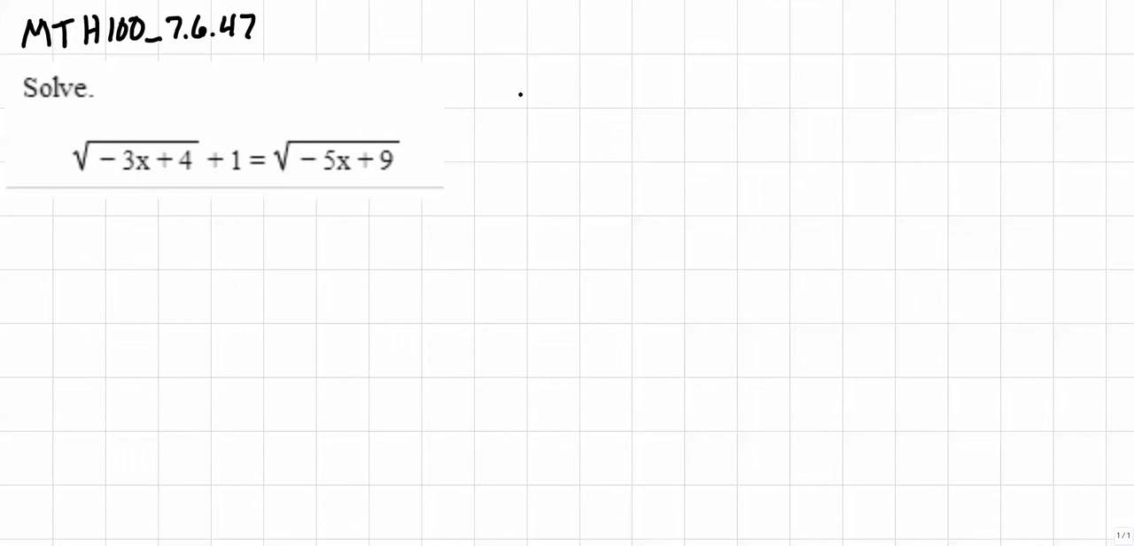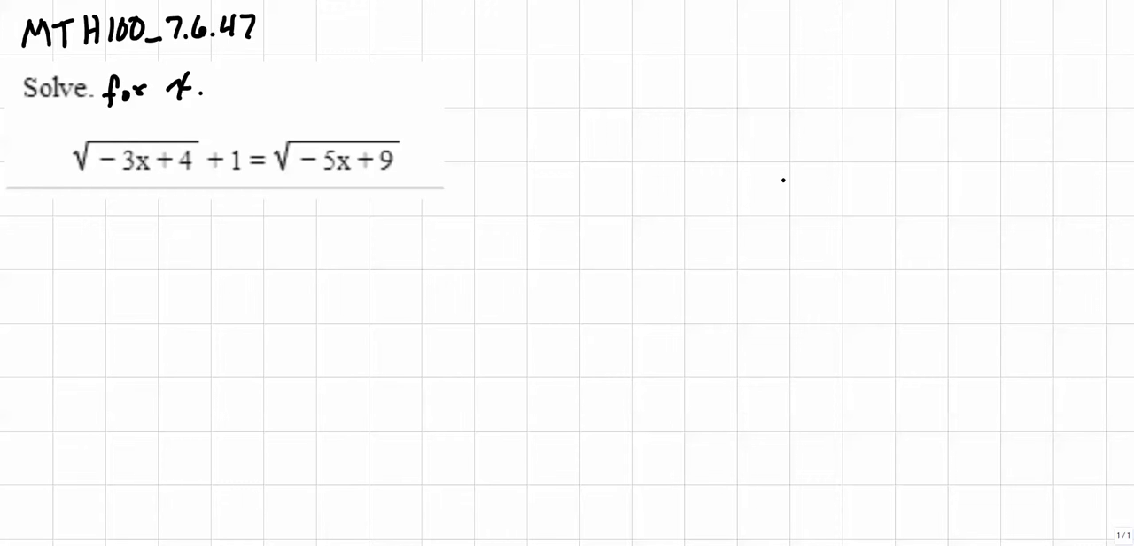We simply want to solve this equation for x. So when it says solve here, we're going to assume that we're solving for the variable in the problem. So we'll say solve for x. If you look very carefully at this problem, you see that there are two square roots, one on the left-hand side of the equation and one on the right-hand side of the equation.